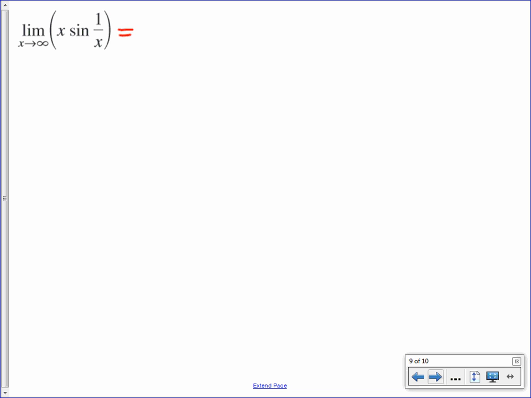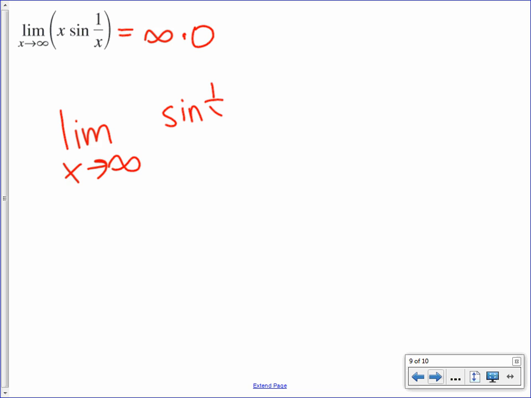Well, when we try to evaluate this, what do we get? Infinity times 0. So that is an indeterminate form, but we can't apply L'Hopital's rule until this is a fraction. How do I write this as a fraction? The sine of 1 over x divided by x to the negative first. And now it's a fraction. Sweet. I'd have to put sine on the bottom otherwise.